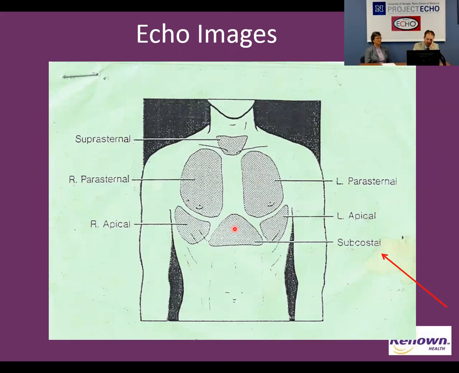Subcostal is great for things, for example, like the IVC, and we'll see all of these images and where they're taken from. Right parasternal and apical are less used, but can be. And the suprasternal is very important, for example, interrogating the aortic valve to ensure that there's not, or is, severe aortic stenosis, related to the change in angle of the valve with age.